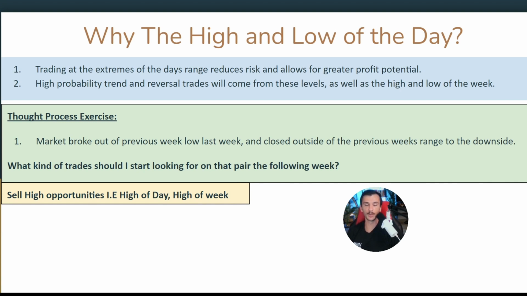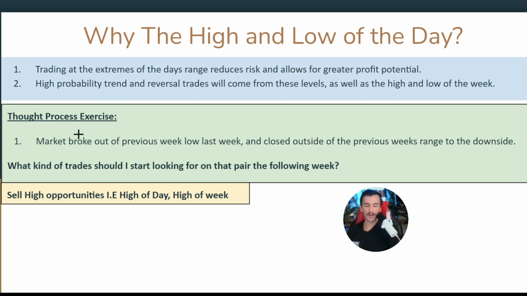Think about it. We've pulled back. We're in a down move. We pulled back. We're at the high of the day looking for that sell high opportunity. Where is our reward? The low of the day, the low of the week. Where is our risk? We're getting in at the high of the day. Our risk is the high of the day. So we have a much larger reward potential than we do risk. High probability reversal trades will come from these levels, as well as the high and the low of the week.